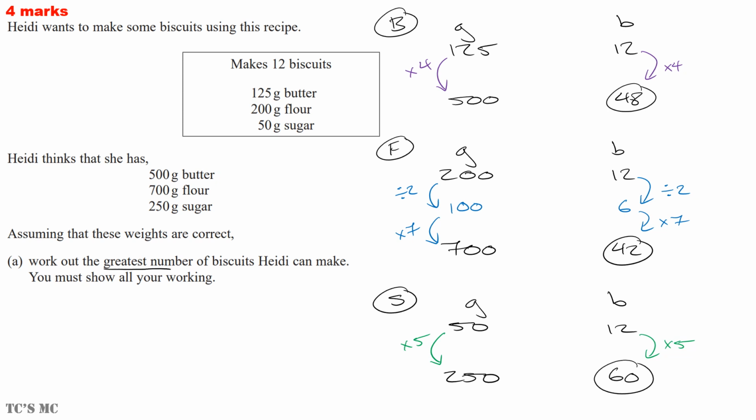The question said to work out the greatest number of biscuits. If we make 60, we do not have enough flour, enough butter, so it cannot be this one. If we make 48, we do not have enough flour. That means the greatest number of biscuits must be 42. And now we have our fourth mark.